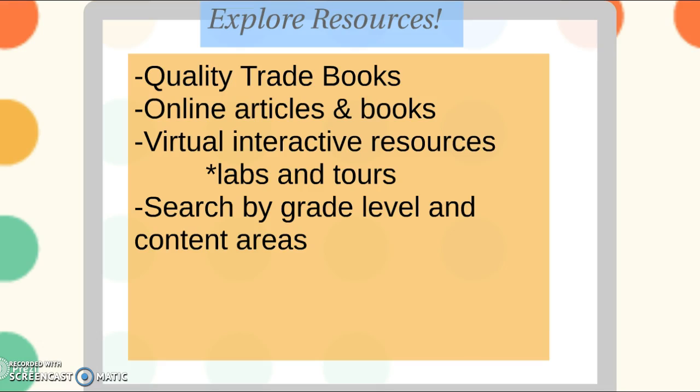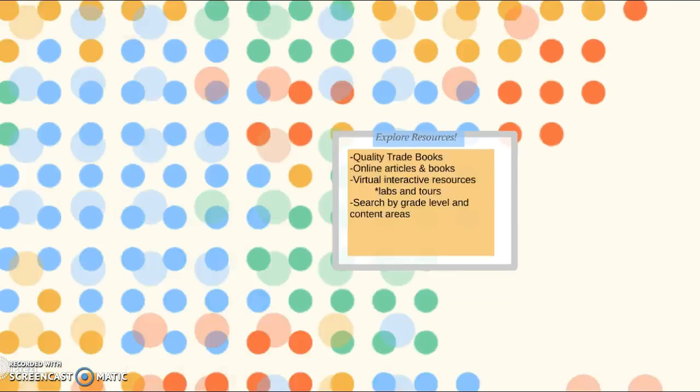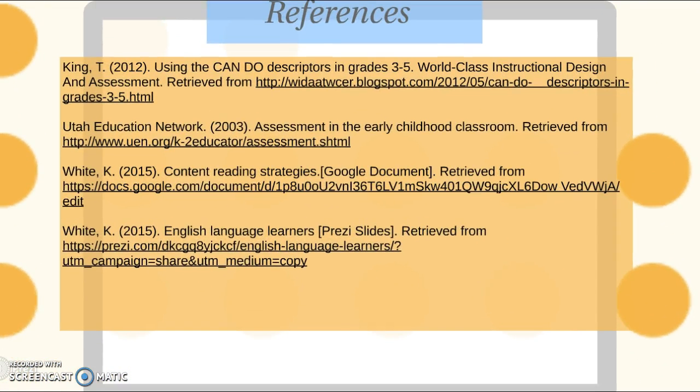I just looked up different science labs online that you can have students go through, where you might not have all the materials in your classroom, but they could act like a scientist online by doing different virtual labs. And then just being aware that you can search for text by grade level and content areas, so don't feel limited just by if you've only been given one textbook. Online there are so many resources that you can find by grade level and specifically by content area. And then these are my references.